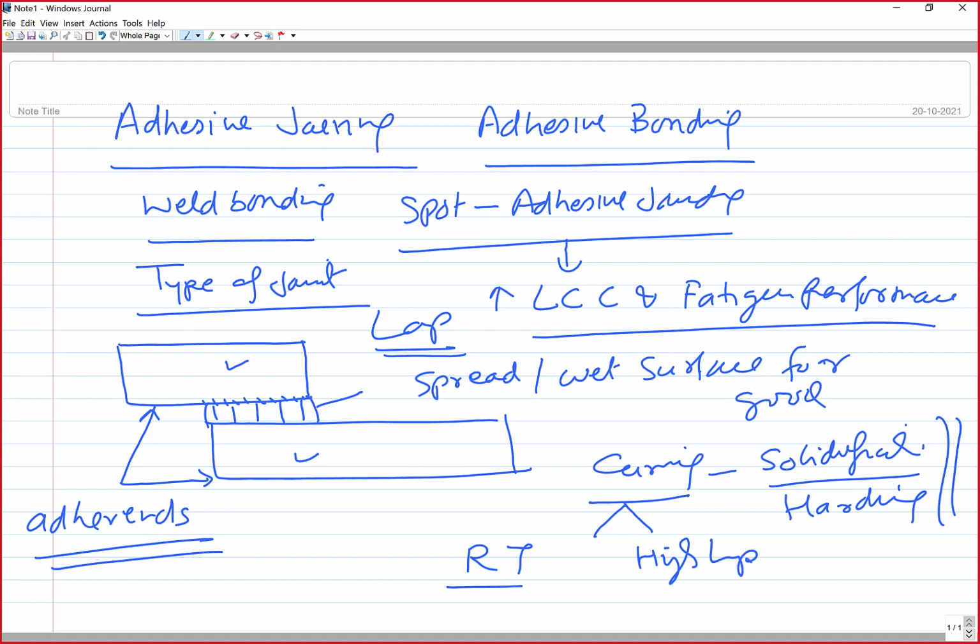Depending upon the type of adhesive and its composition, many adhesives have been developed which get cured at room temperature also and offer the desired strength, while there are many which need high temperature exposure for curing, and only after the curing do you get the desired mechanical performance from the adhesive joint. Okay.